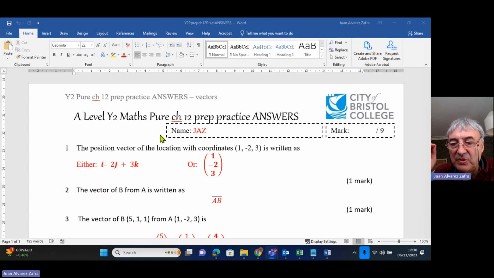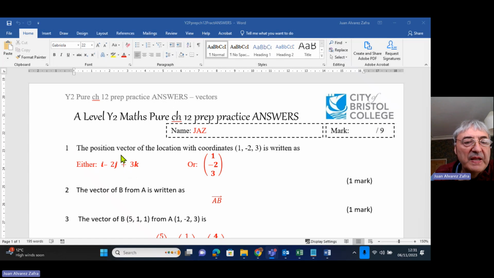And the main thing to say is that this is very much a continuation or a repetition of the work that was done in Year 1 vectors, except that we're moving from 2D vectors to 3D vectors. So instead of talking about ij vectors, we're talking about ijk vectors, etc. But otherwise, there's very little that's new, if anything.